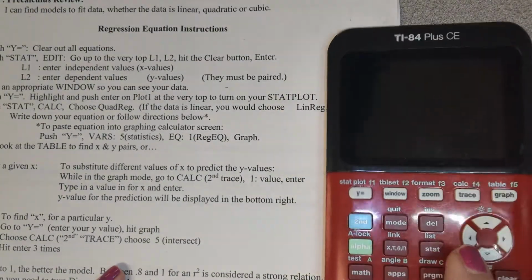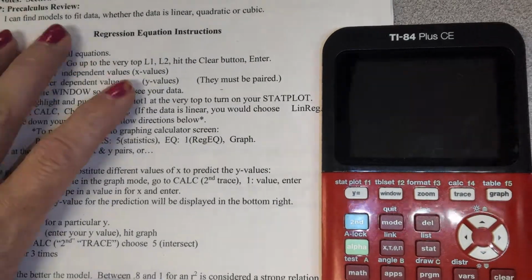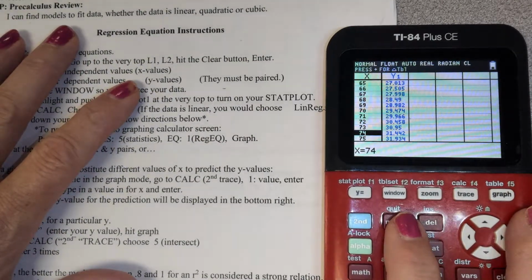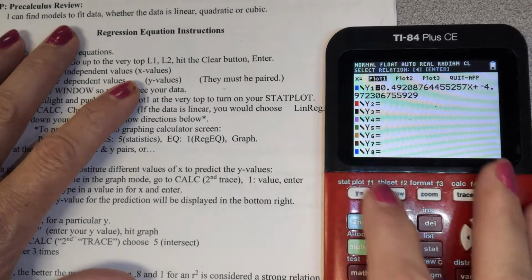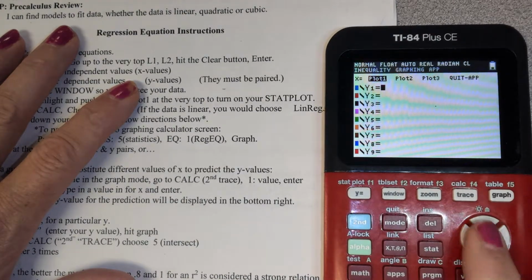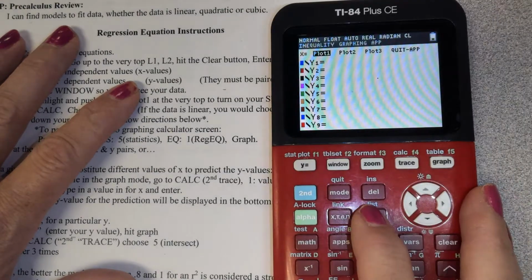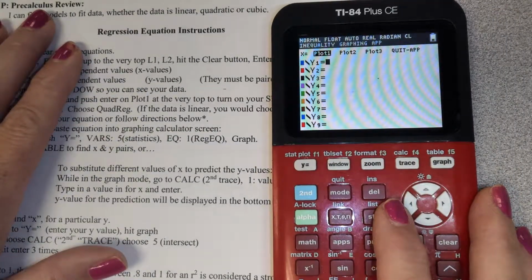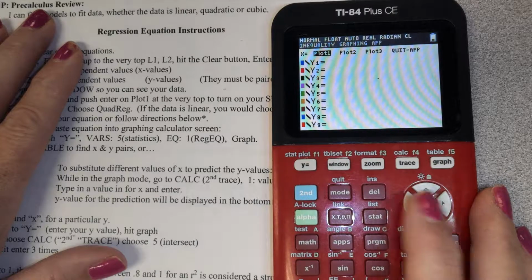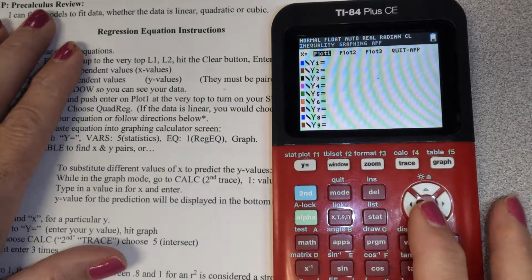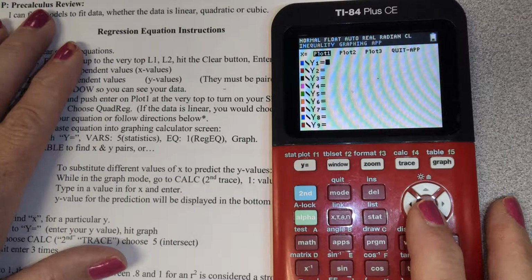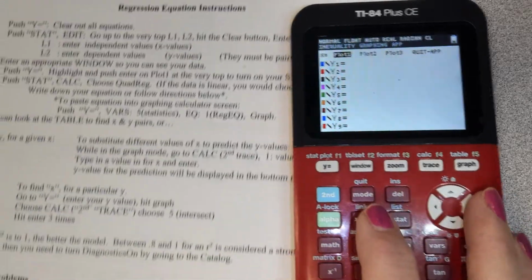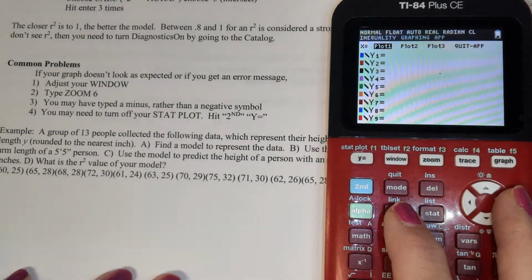So we're just going to get ready to do this problem down at the bottom. Anytime you're going to do regression, you're going to want to go to y equals, and you're going to want to just clear out whatever you've got. So that's the very first step for regressions, is to make sure that y1 is completely clear, and y2, y3, everything. So the problem that we're going to be doing is this one down here at the bottom.